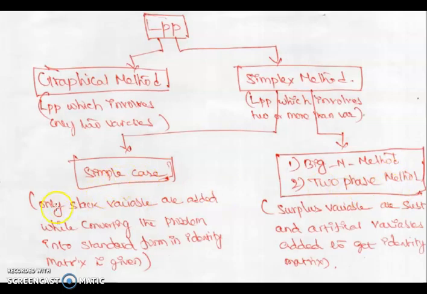Simplex case: in the simplest case, only slack variables are added, which converts the problem into standard form with an identity matrix. Here in the big M method or two-phase method, surplus variables are to be subtracted and artificial variables added to get the identity matrix.